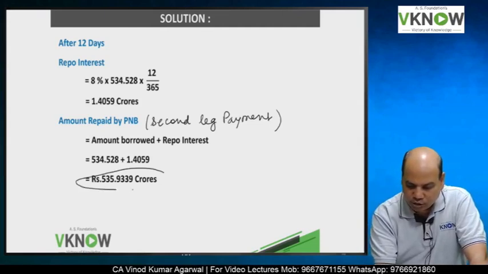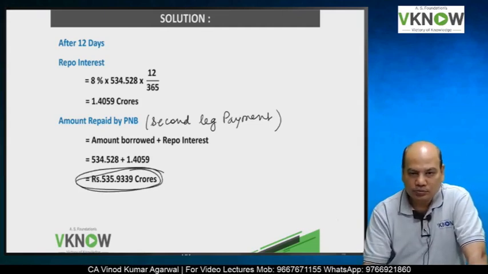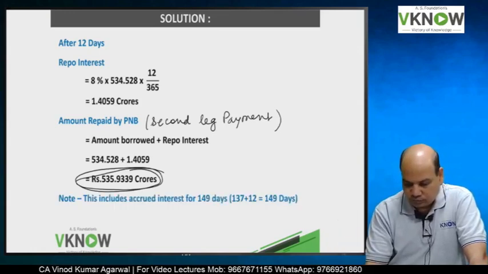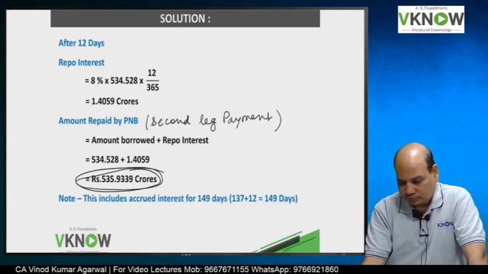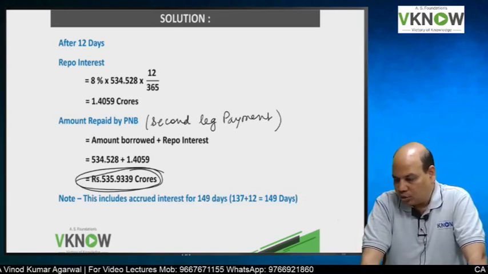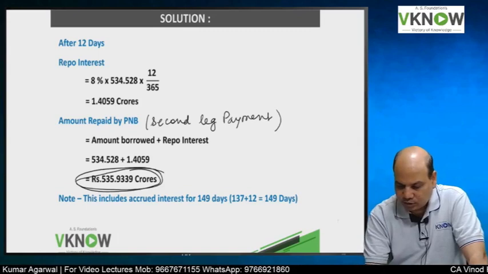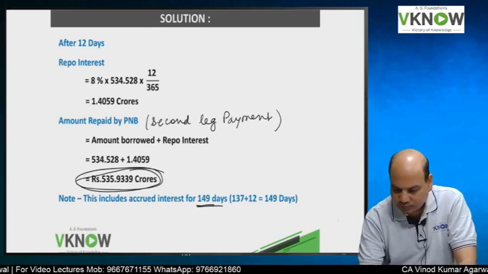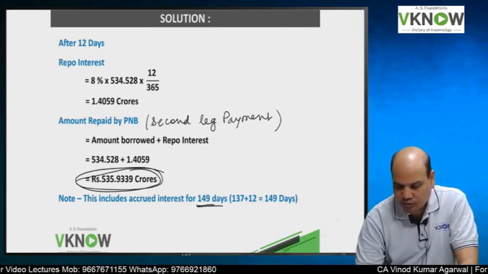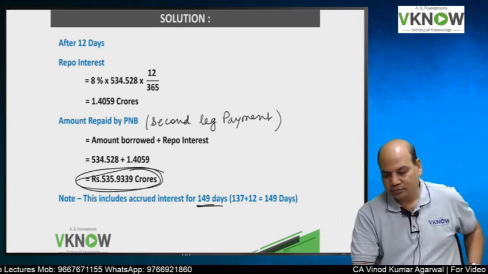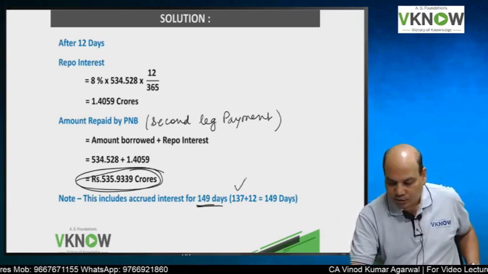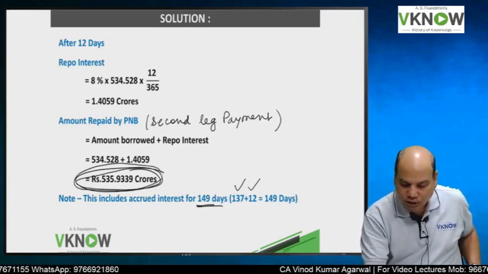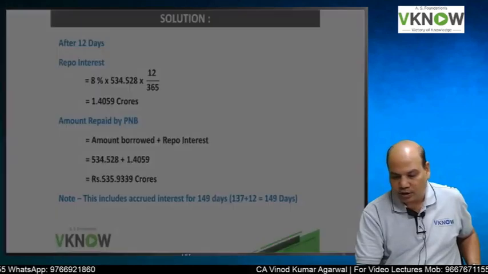Now this amount includes accrued interest also. Write down a small note. This amount includes accrued interest. Earlier it was 137 plus 12. 12 days more have passed, so 137 plus 12 more days. This amount includes accrued interest of 149 days.